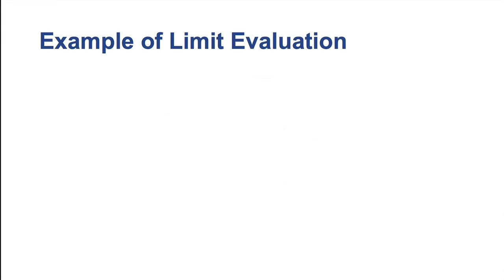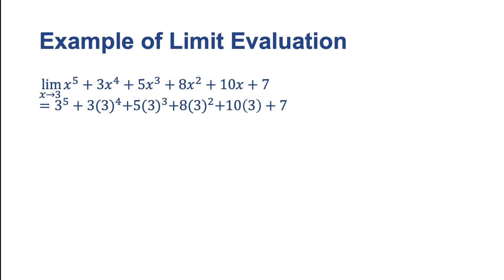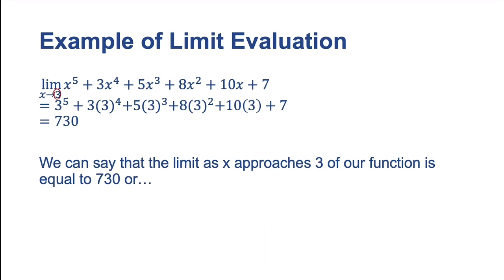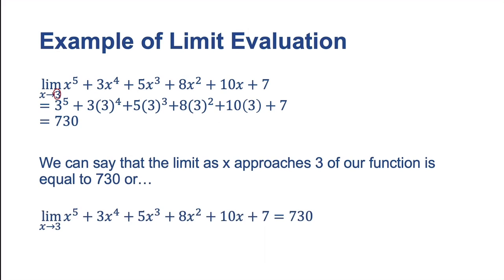Alright, now let's talk about some limit evaluation. Here's an example. Let's take the limit as x approaches 3 of x to the 5th plus 3x to the 4th plus 5x to the 3rd plus 8x squared plus 10x plus 7. When we have a limit of a polynomial or rational or basically any type of continuous function, we can just plug in this value for x and substitute. For this example, it will give us 730. So we can say that the limit as x approaches 3 of our function is equal to 730, or we can say that same thing, but in our limit notation.